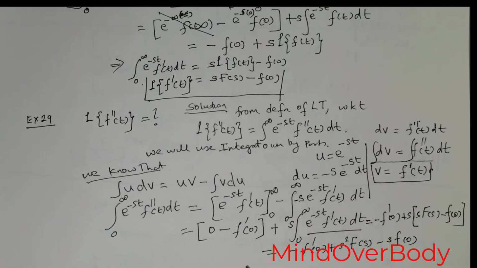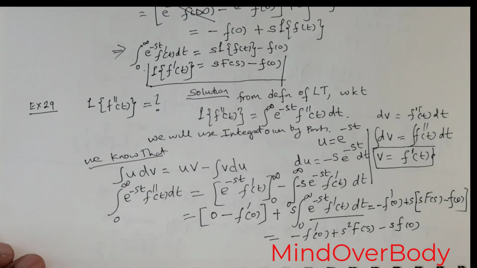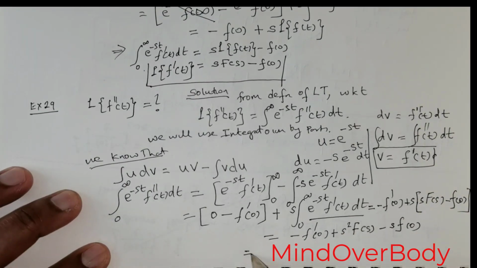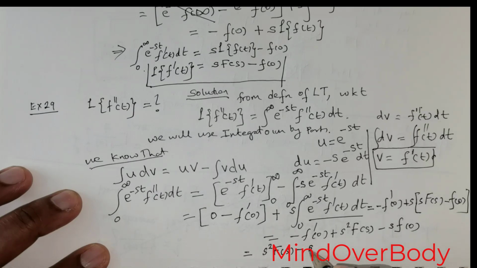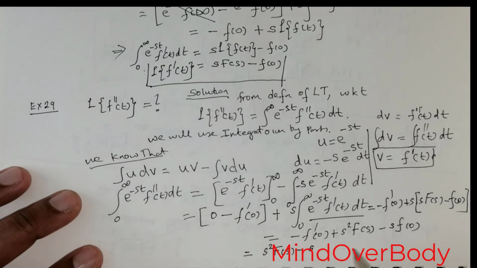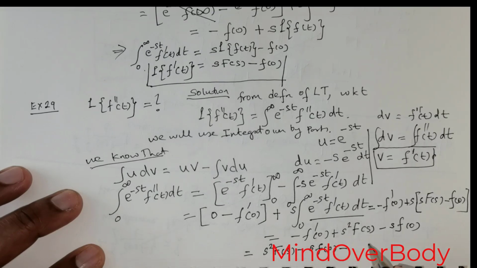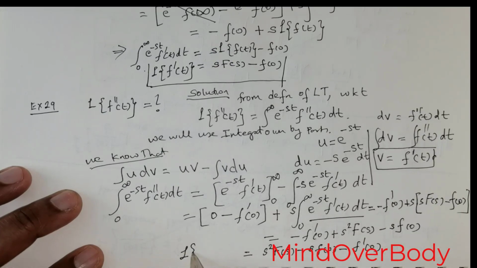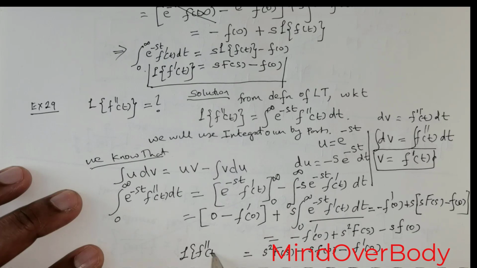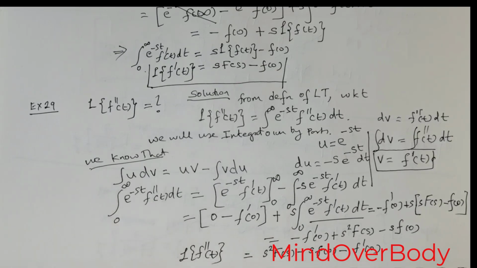Now if I were to rewrite this again, I would like to start with the higher power of s, so it's going to be s squared of capital F of s minus s into the lowercase f of 0 minus f dash of 0. What is this? This is the Laplace transform of f double dash of t. So that's the solution for this question, students.